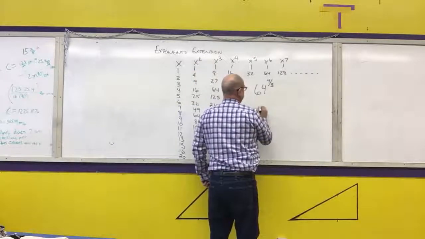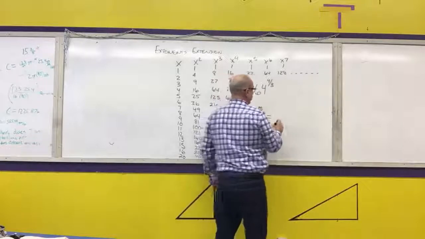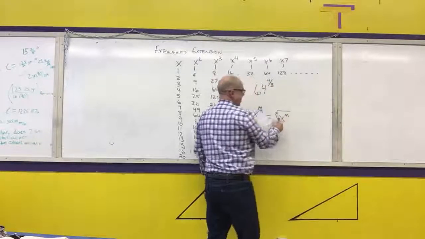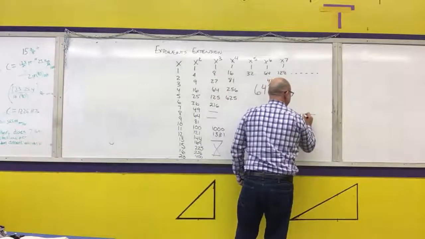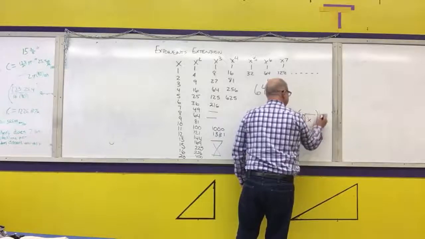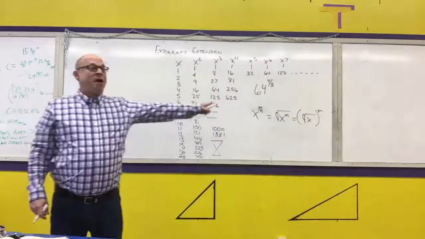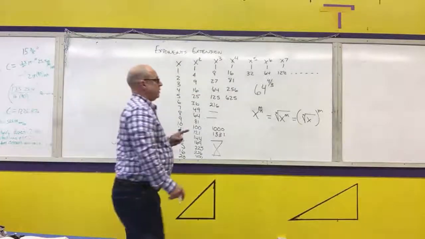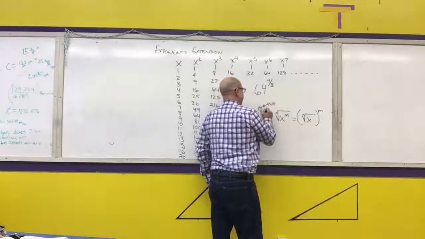X to the m over n. I can rewrite it two different ways. I can rewrite it as the nth root of x to the m, or I can take the nth root of x and then raise it to the mth power. All three of those mean the exact same thing. This is the power, and this is the root.